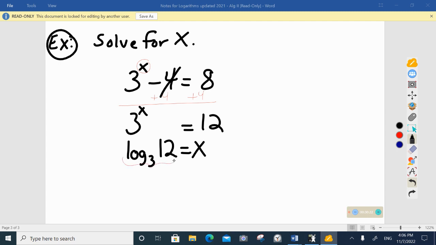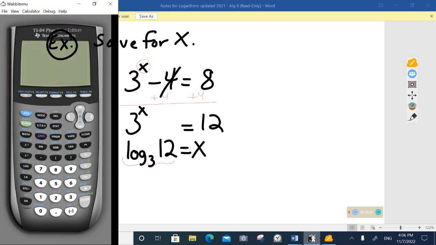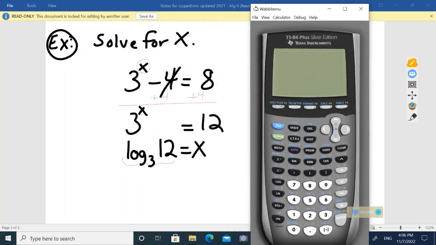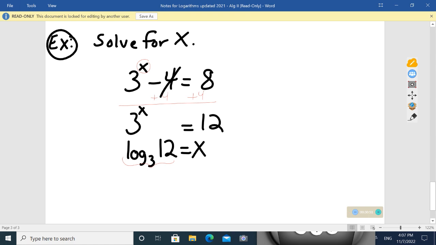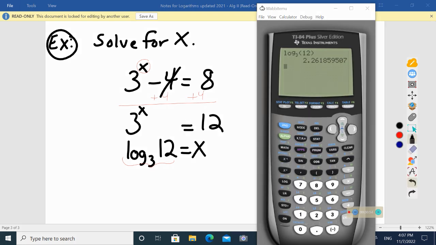Log base 3 of 12 equals x. This can be put in the calculator using the log base function. So let me do that real quick. There we go. So alpha window 5, log base 3 of 12, equals. So we get 2.2619. And that's approximately what x will equal in this problem.